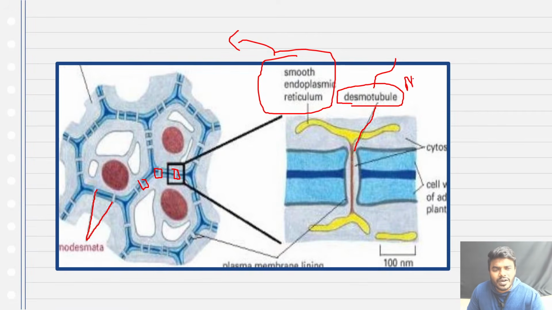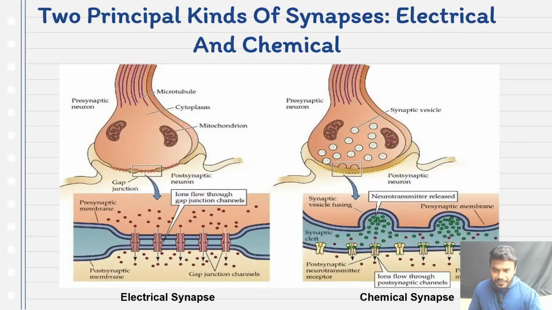Desmotubule, I can use the word, it's a kind of monomeric protein. Many desmotubule proteins come close together and make up this particular plasmodesmata. Desmotubule as well as pieces of the smooth endoplasmic reticulum also make up this plasmodesmata. Kindly do not get confused with this point.